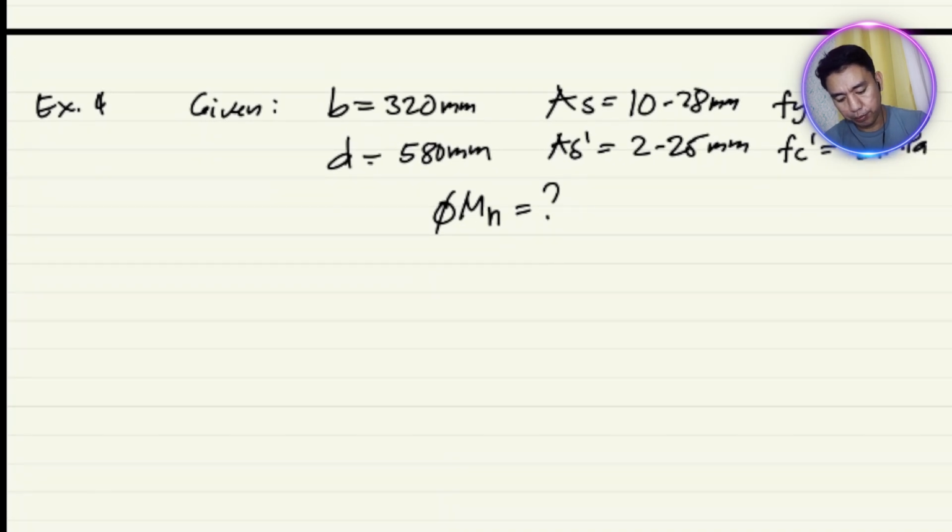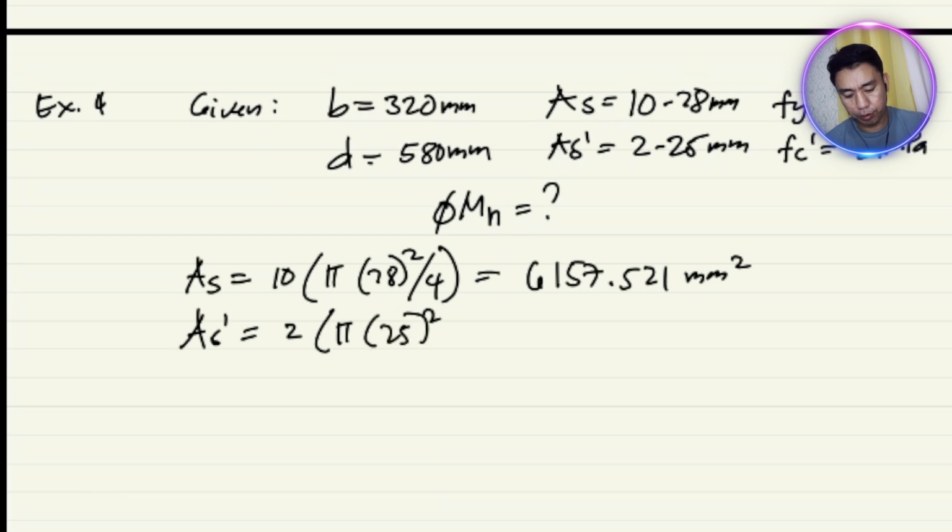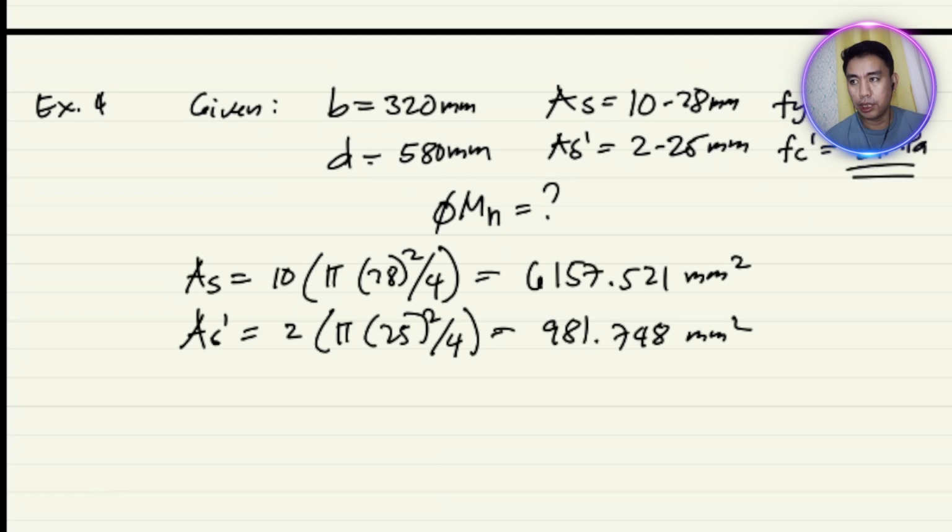Okay? So, first, we'll solve the AS muna. AS is 10 times pi times 28 squared over 4. This is equal to 6,157.521 mm squared. Then AS prime natin is 2 times pi times 25 squared over 4. This is 981.748 mm squared. Okay? Ang beta 1 natin is, this is 21 megapascal, so that is 0.85.